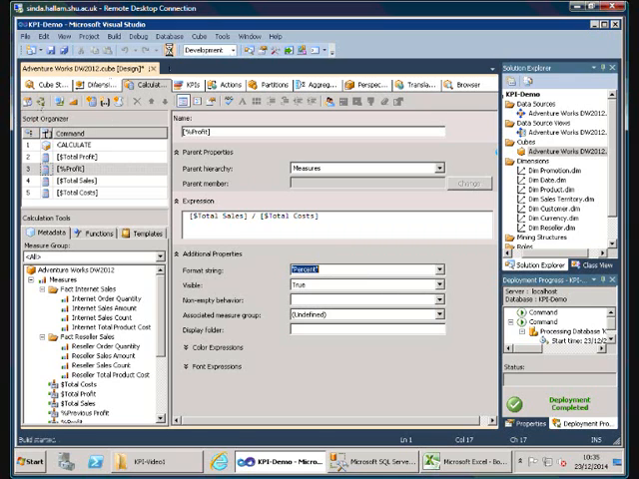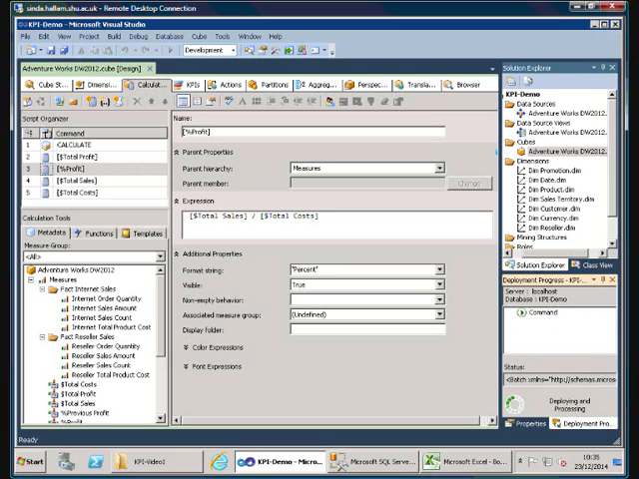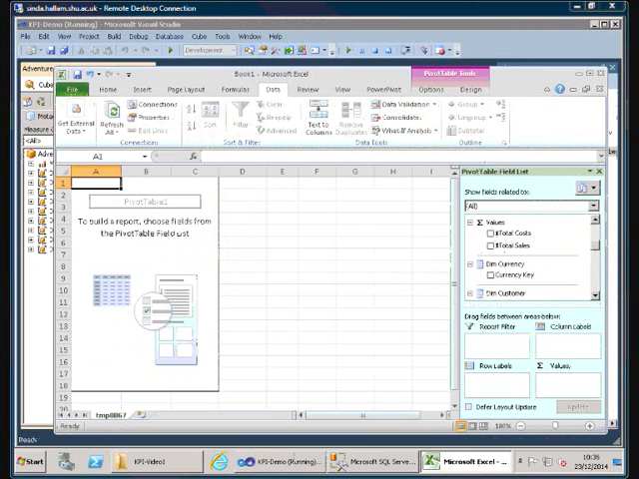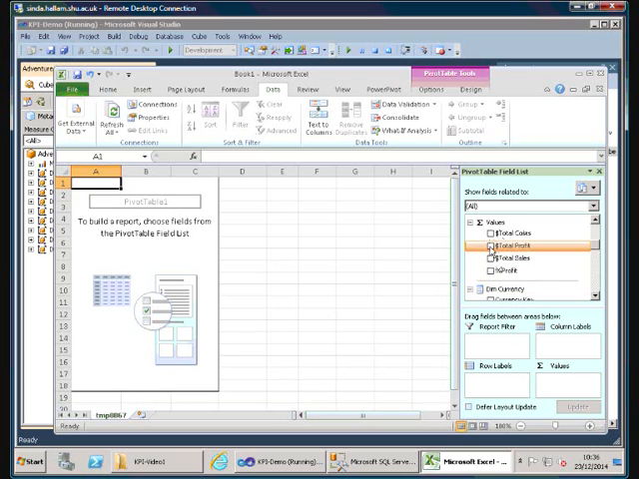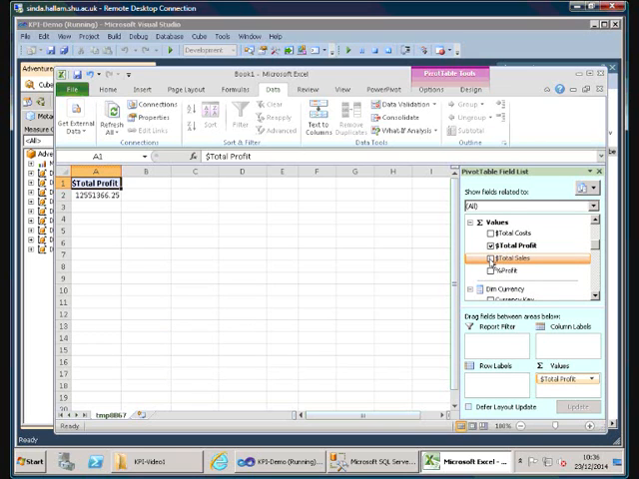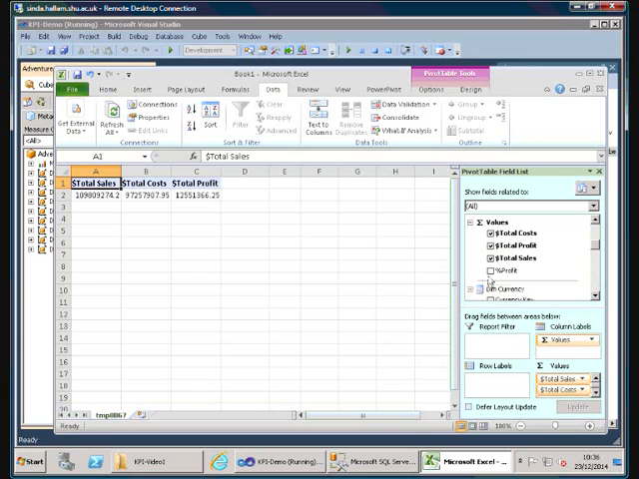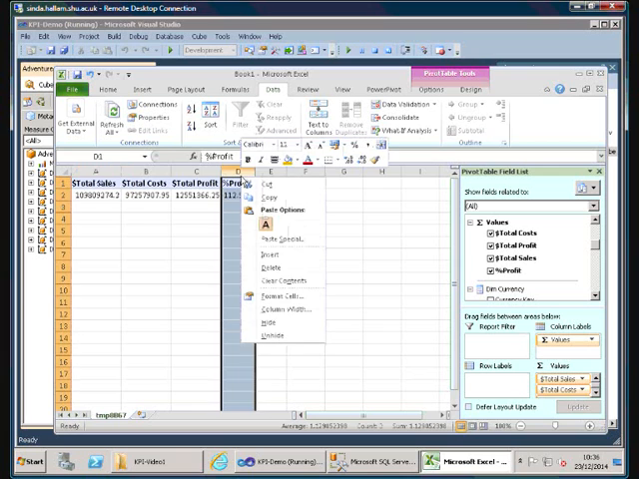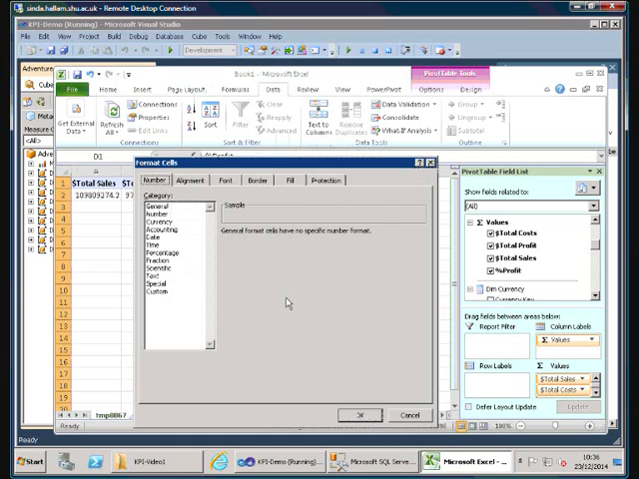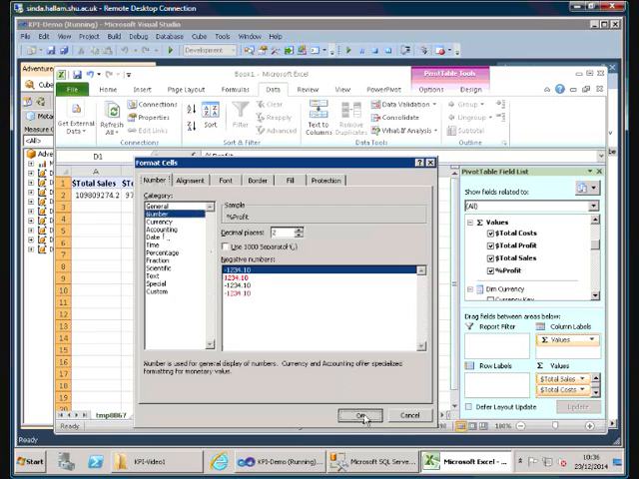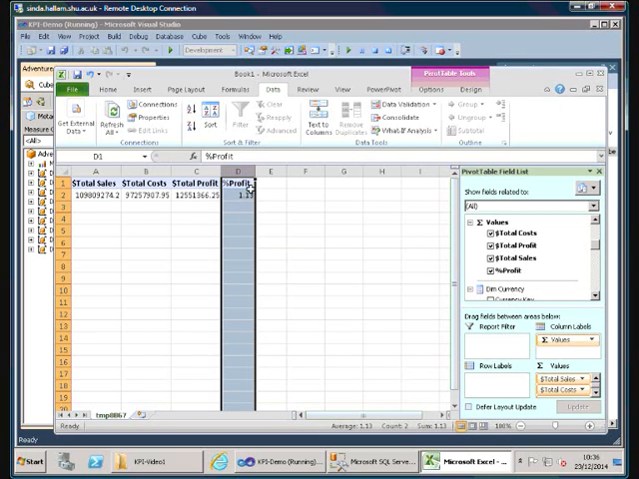So let's run the cube and switch to Excel, refresh the data, and we should now be able to see the total sales and the total costs. These two add together to be the total profit, and then we can even see the overall profit is 12% when I've reset the format. There we are, rounded to 13%.